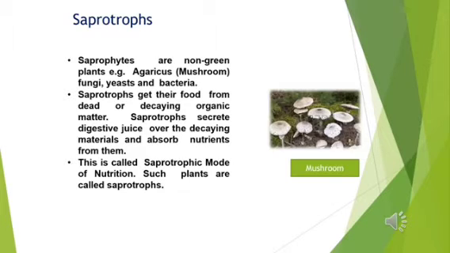So what they do is they grow on this decaying matter, and as they grow they secrete digestive juices and break down that organic matter which is around them, and they absorb the food from them. So this type of nutrition is called saprotrophic mode of nutrition, and such plants are called saprotrophs or saprophytes.